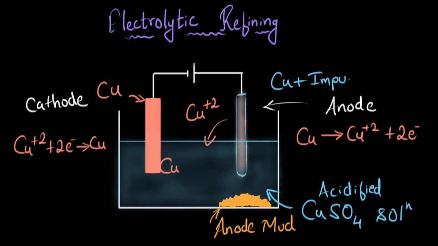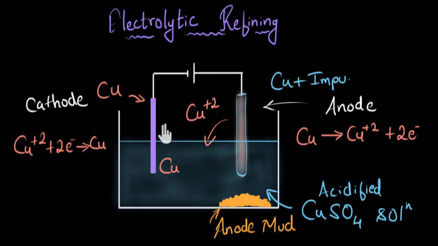Okay, with this, I have a few questions. And if you are able to answer those questions, then your understanding of this concept is perfect. So let's try. My first question is, if I make the cathode of another element and not of the element that is getting refined. See over here, I made the cathode of pure copper, right? But what if instead I made it of carbon? What would happen in that particular case? Pause the video and think about this yourself.